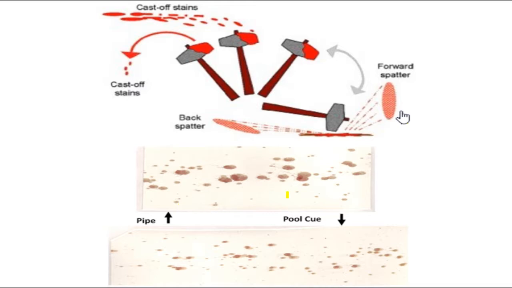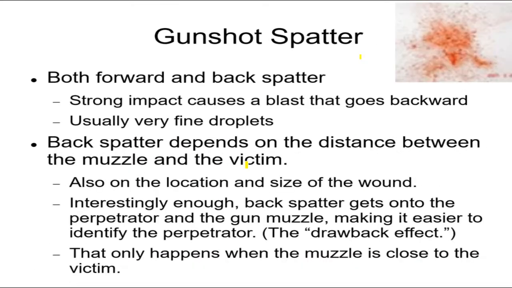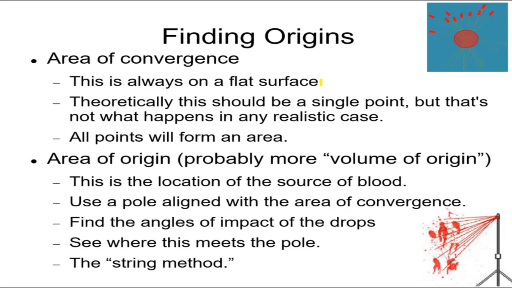Here's where a pipe was used, and you have the cast-off spatter, and it's thicker than when a pool cue was used to do the crime. So you can tell the difference, and you can tell what spatter is. You might notice that this is in a straight line or slightly curved line. If we look back at some of the other, like this is not in a curved line. That is definitely not back spatter. Definitely not cast-off spatter.